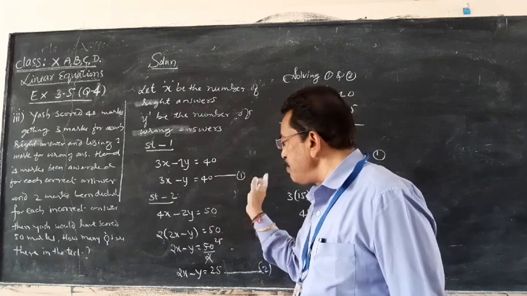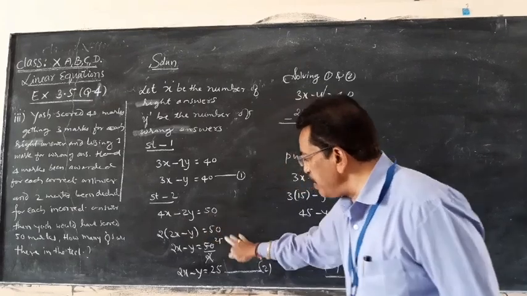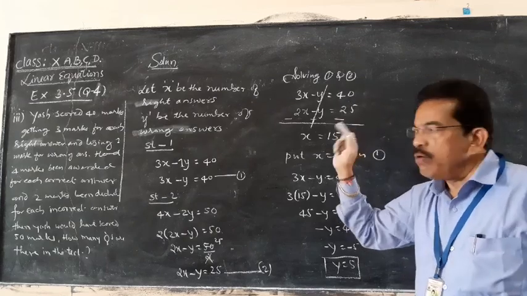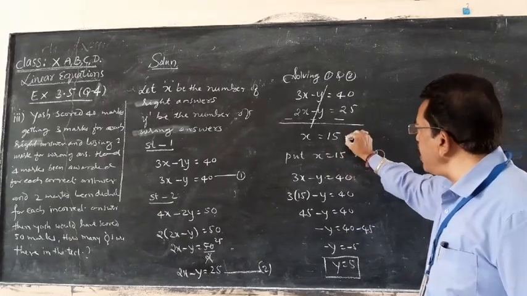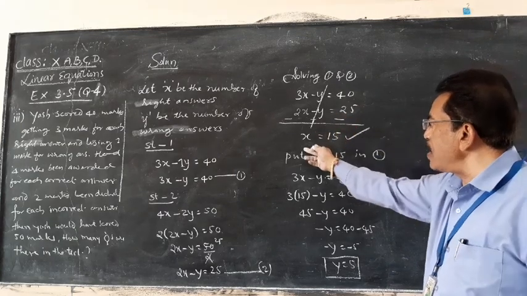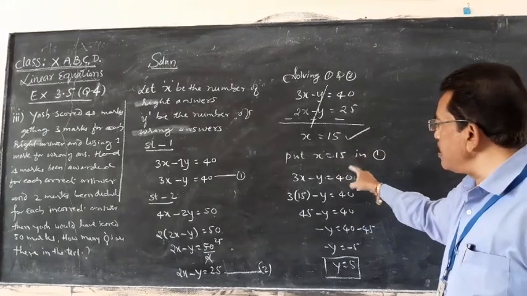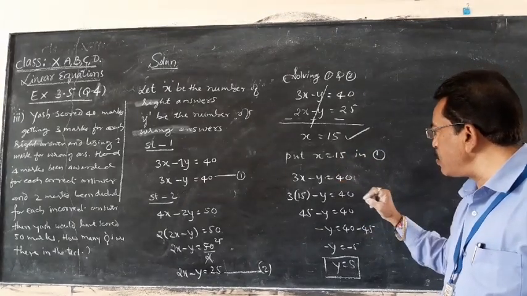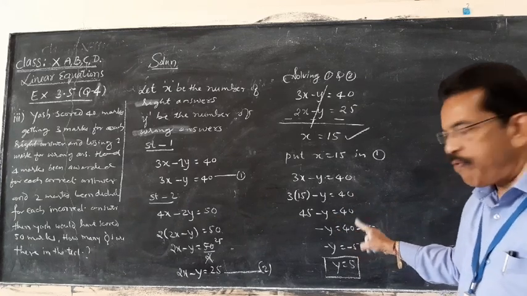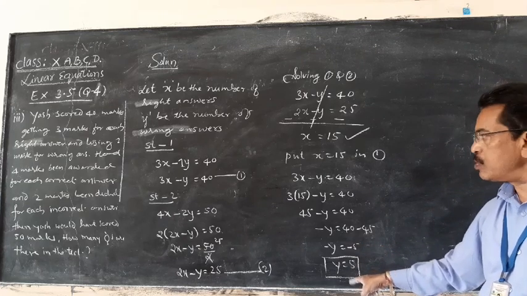That is 4x minus 2y equals 50. That has been simplified: 2x minus y equals 25. Solving 1 and 2, directly we will get x equal to 15 because minus y and plus y get cancelled. 3x minus 2x is equal to x, 40 minus 25 equals 15. Put x equal to 15 in 1: 3x minus y equals 40, then 45 minus y equals 40, minus y equals 40 minus 45, that is minus y equals minus 5. So y equals 5.